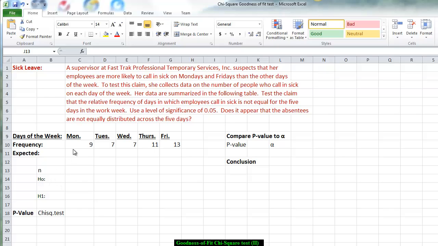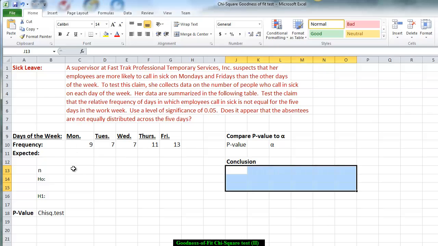Well, again, we have the number of employees who call in sick each and every day, and that's our observed value. We want to find our expected value. Since the percent distribution is not given to us, we want to be able to determine if the number of people who are calling in sick every day is approximately the same. So the relative frequency will be approximately equal.